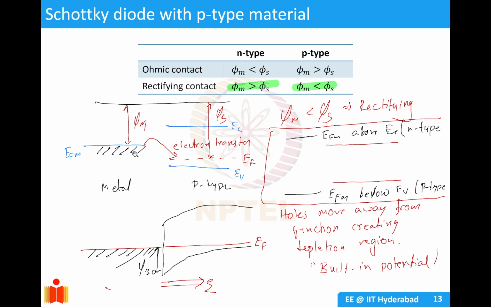So here's a picture of that. For a p-type semiconductor, your EF is closer to EV. If your metal Fermi level is above the semiconductor Fermi level, then to match the Fermi levels, the semiconductor Fermi level will be pulled up, resulting in a downward band bending. Hence there will be a depletion of holes at the contact region, and this creates a barrier height for holes.